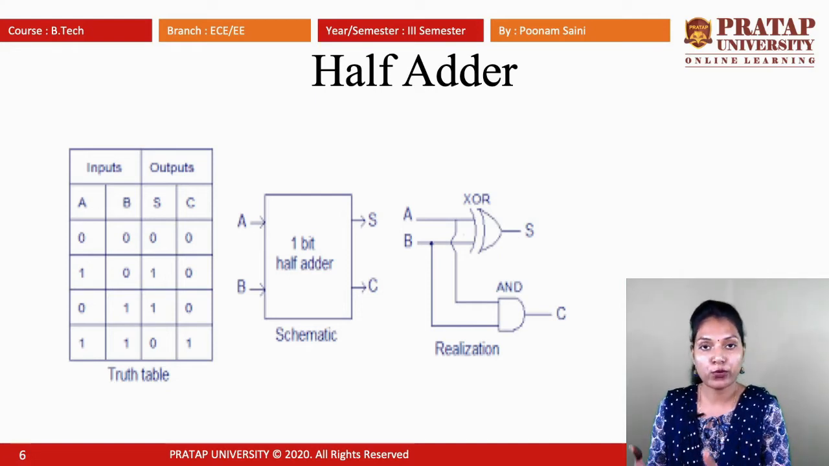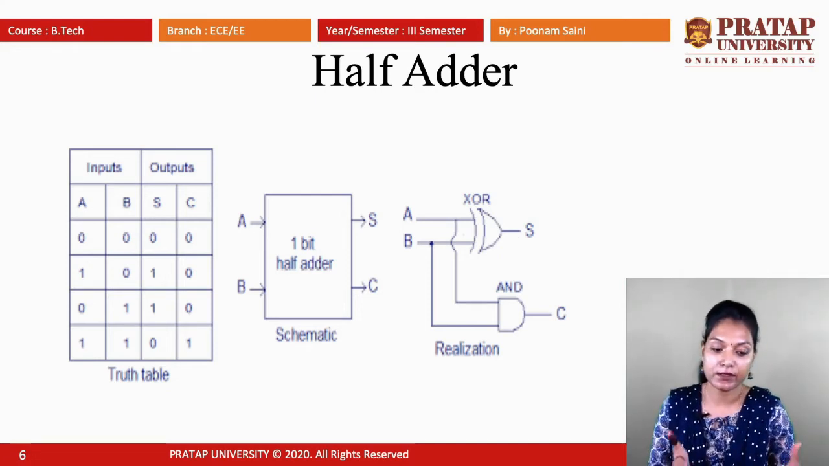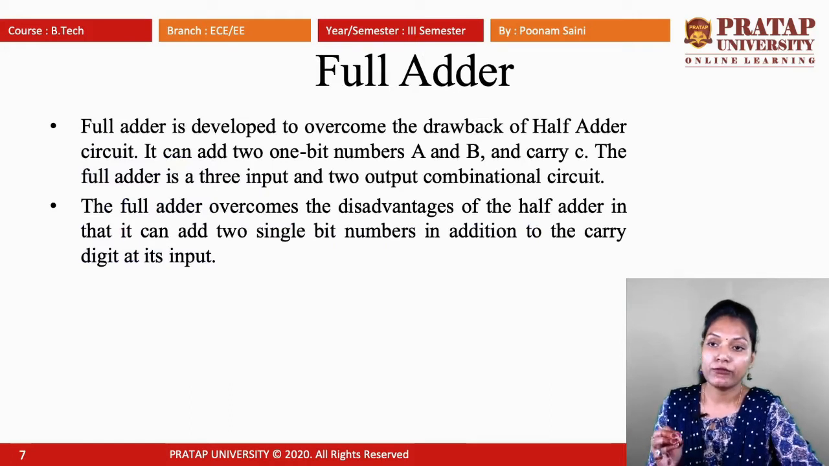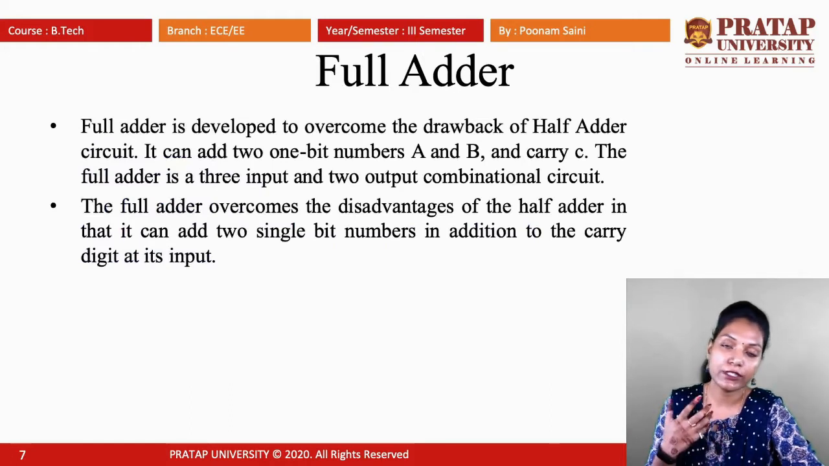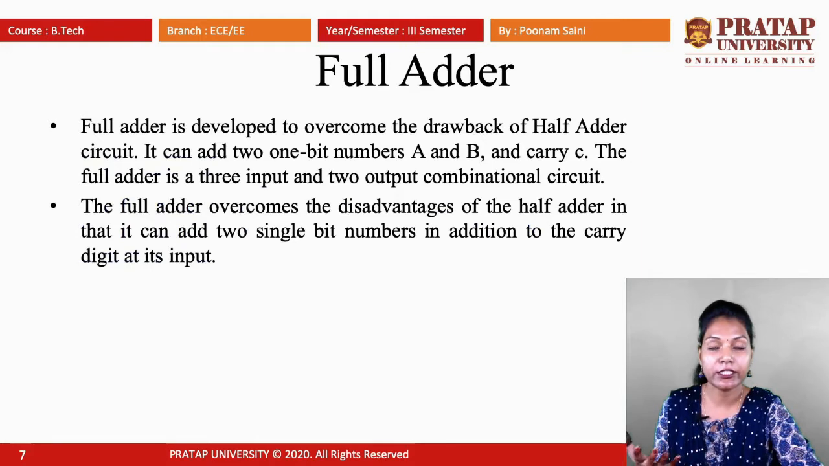Now we are going to add 3 bits, A, B, C. So the full adder is developed to overcome the drawbacks of the half adder circuit. It can add 2 1-bit numbers A and B and a carry C. The full adder is a 3 input and 2 output combinational circuit. The full adder overcomes the disadvantages of the half adder in that it can add 2 single bit numbers in addition to the carry digit at its input.